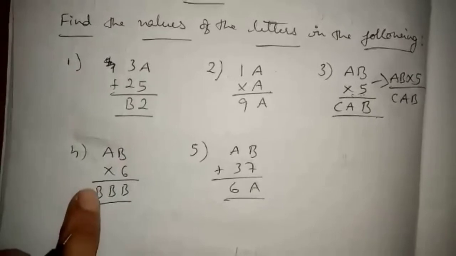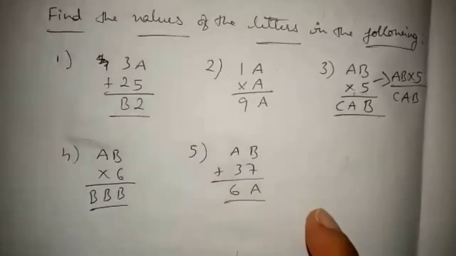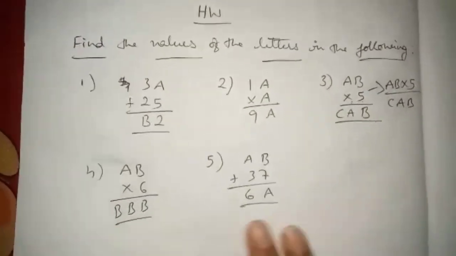AB into 6 is BBB. AB plus 37 is equal to 6A. Solve these questions in your homework book.